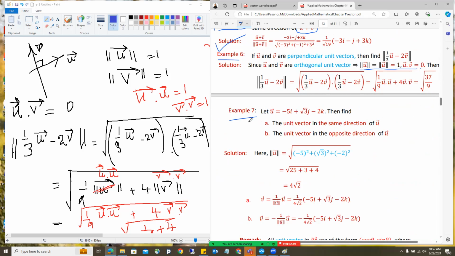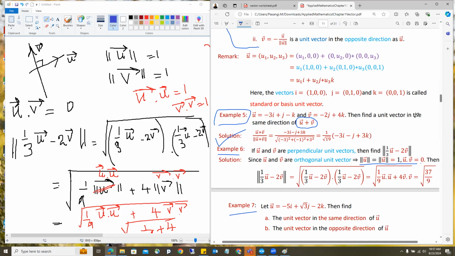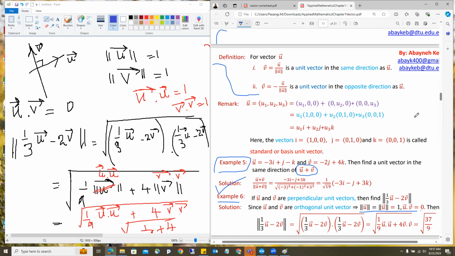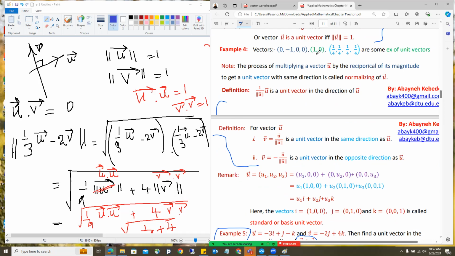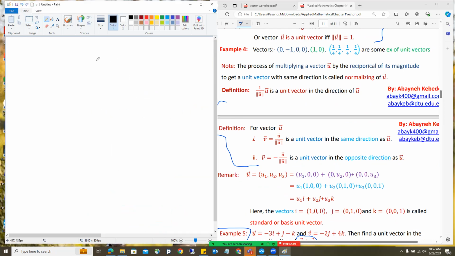So for example 7, can you try this example 7? I have a question. In example 4, how do you know it's magnitude 1? How do we find out the magnitude normally? For example 4.